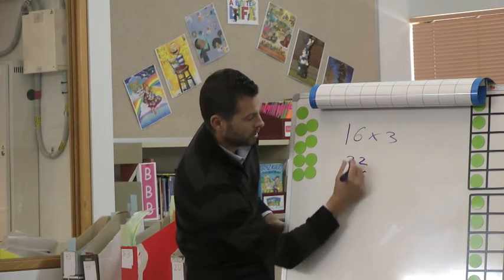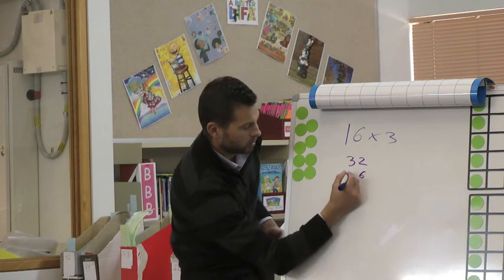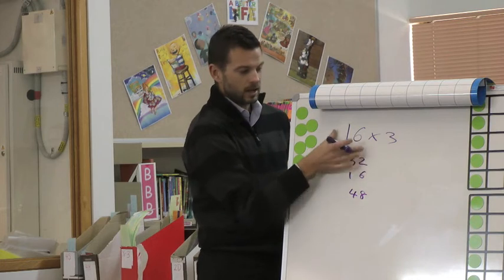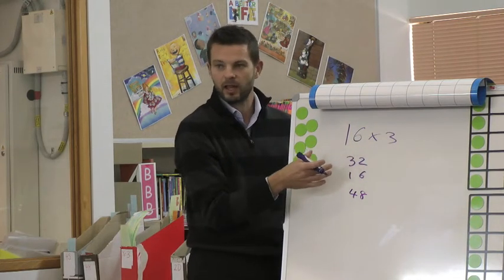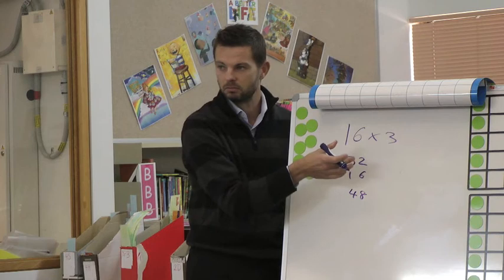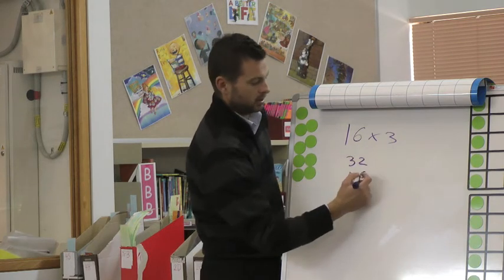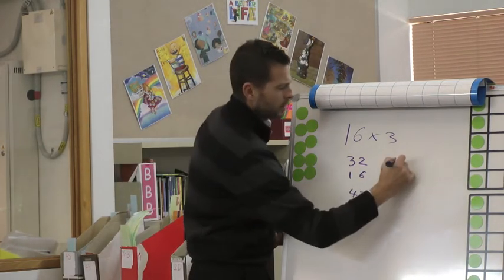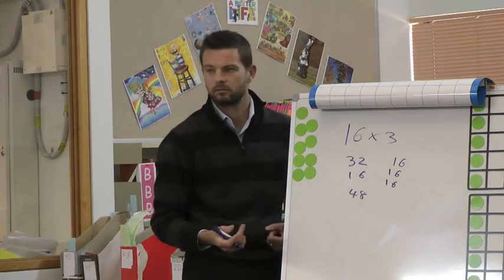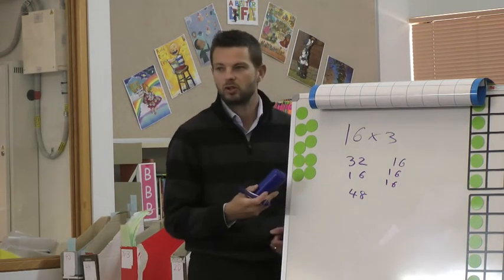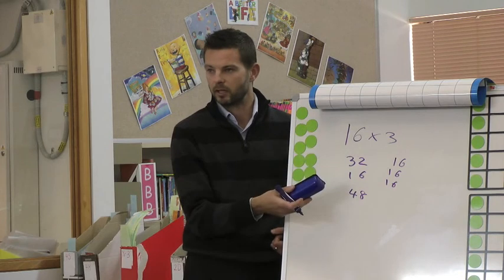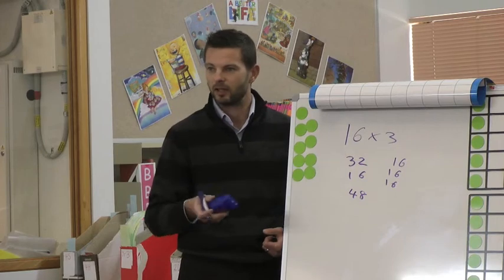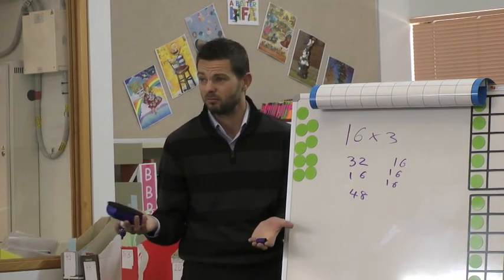So I write it there so I can see it. I use my split strategy. 30 plus 10 is 48. I've just done 16 times 3 in my head without doing any multiplication. Basically what I did was the jump strategy. What was it? Skip counting. 16, 16, 16. You do not need to know your multiplication facts to do multiplication. That's why having that test at the end of the week, knowing all of your facts, it's really pointless. You don't need it.